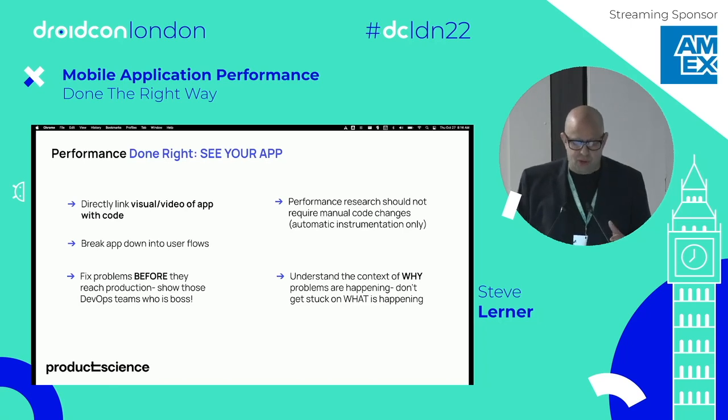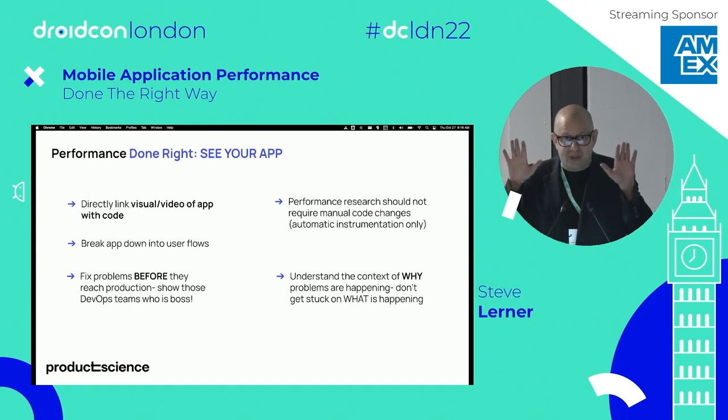So how do you do it right? What's performance done right? This is a lightning talk, so they want me to go fast. I'm sorry if it's super fast. Come see us at the booth, Product Science booth here, and we'll go a lot slower. Even better, let me give you a full demo after the show. To do it right, you want to see the app alongside the code and see it running.